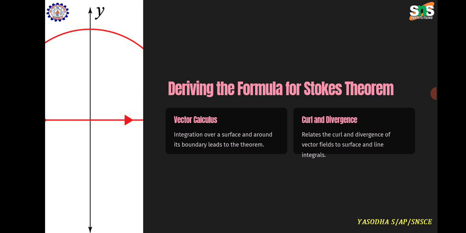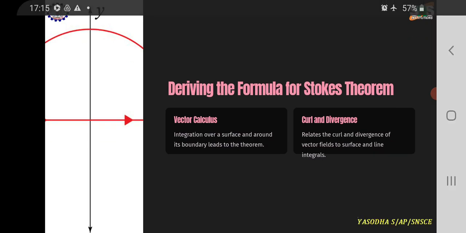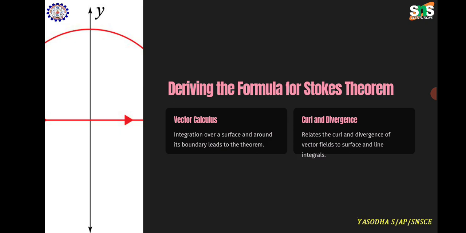Next, deriving the formula for Stokes theorem. Vector calculus. Integration over a surface and around its boundary leads to the theorem. Curl and divergence. It relates the curl and divergence of vector fields to surface and line integrals.